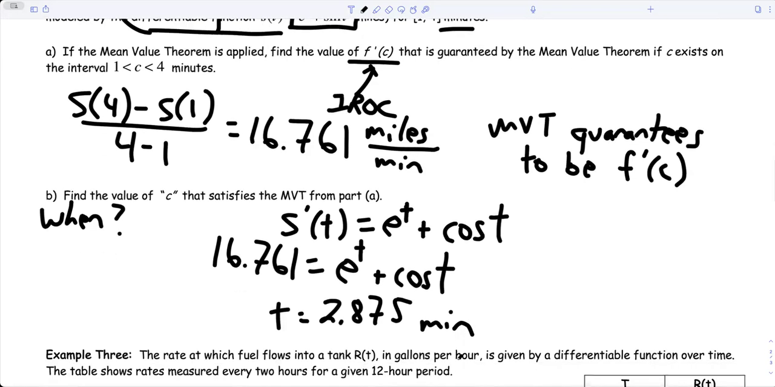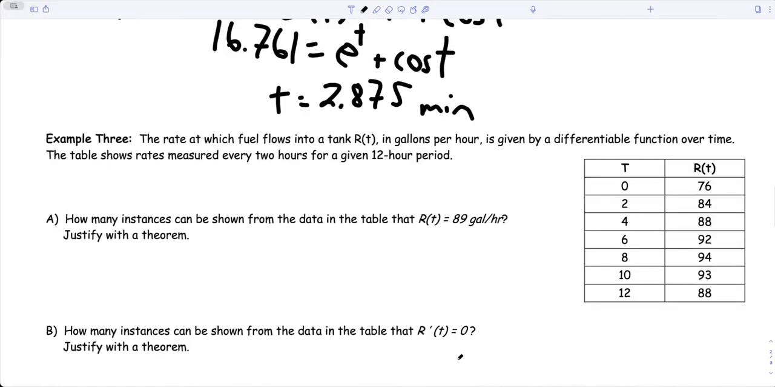We're gonna look at one more. The rate at which fuel flows into a tank, R(t), in gallons per hour is given by a differentiable function of time. The table shows rates measured every 2 hours for a given 12-hour period.